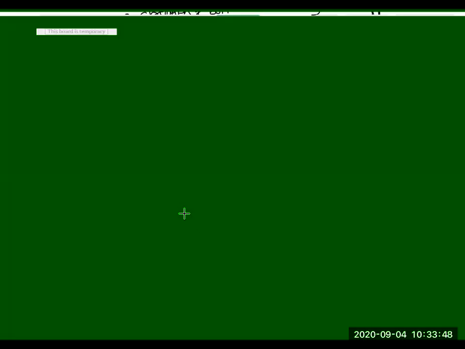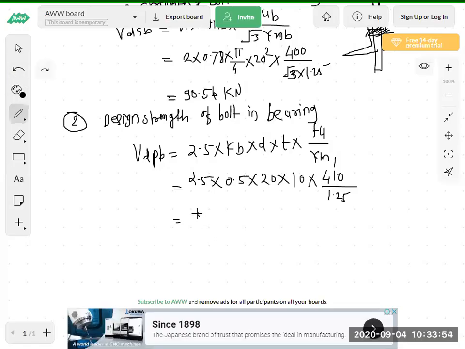What is this value? VDPB? 82 kilonewton. 82.00. Okay.